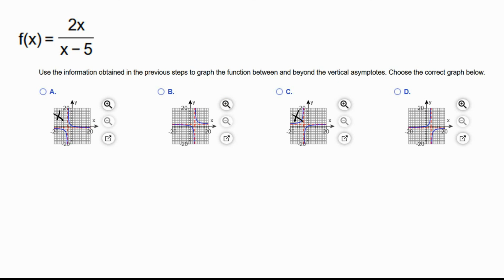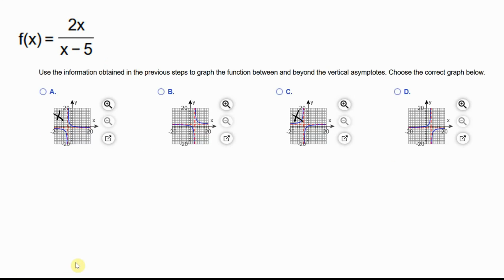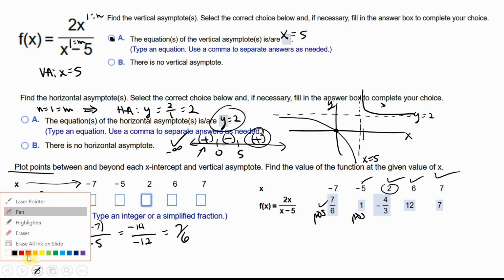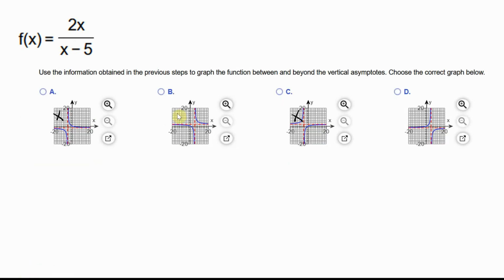So now I've got to pay close attention to the intercepts, where the graph crosses the x-axis and the y-axis, right there at the origin. So the graph has to cross at the origin. Now look, for D, it's crossing at the origin, and for B, it's crossing at the origin. But look at where the graphs are. We've got to match them up. See how this graph here is doing this, and then it's doing that. So I come over to the answer that matches B, right?